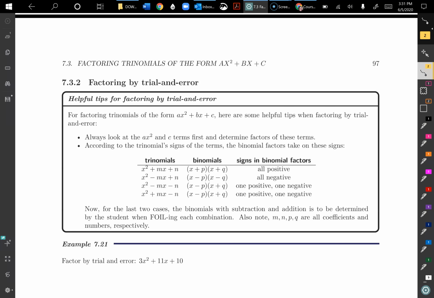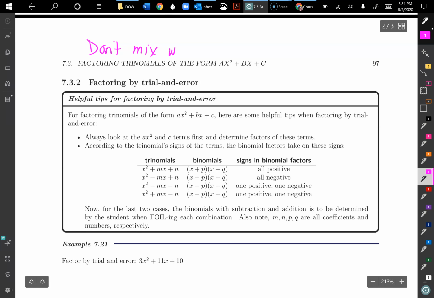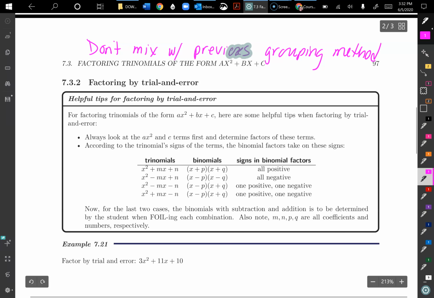So my caution is don't mix methods, okay? Don't mix this with the previous grouping method. You really have to just set it up differently. Where in 7-2, if you did that and kind of forgot, because your coefficient was 1, it would still work out okay, but here you've got to be super careful. You can't take that grouping one and mix its steps in with this or vice versa.